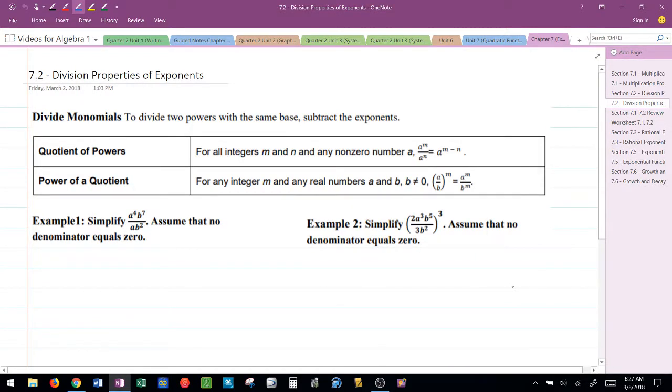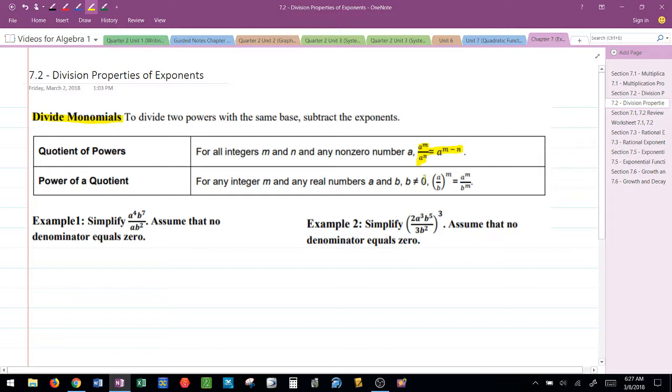This video is for section 7.2, and what we're going to look at here is the properties of exponents when we divide monomials. When we're dividing monomials, we have the quotient of powers rule. Remember, quotient means to divide. So if we are dividing and the bases are the same, subtract the exponents.